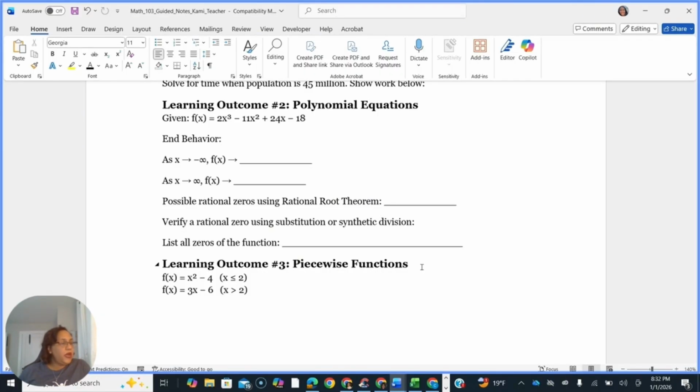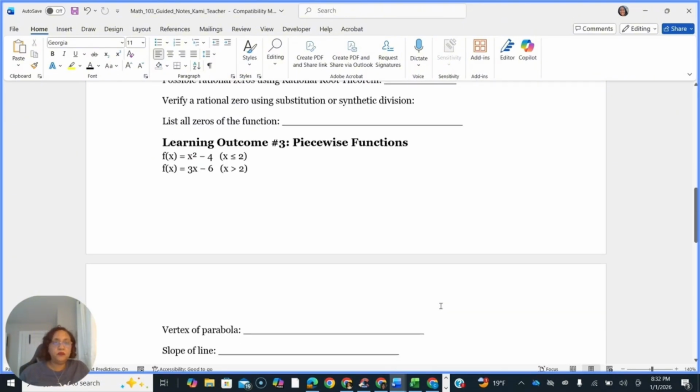But the key takeaway: after finding one rational zero, factor or use the quadratic formula to find all of the rest of the zeros, and you're probably going to have to use the quadratic formula. We had a homework question just like that, so you've got to remember that. All right. So piecewise functions, okay?